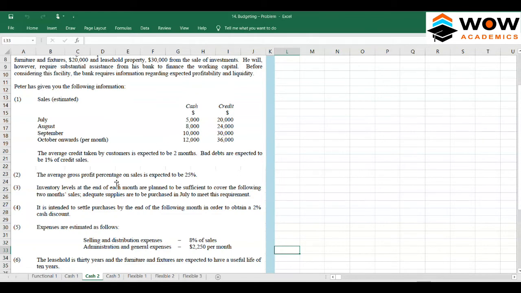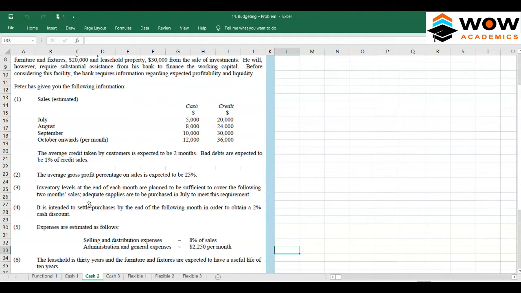the profitability percentage. Inventory levels at the end of each month are planned to be sufficient to cover the following 2 months sales. So the closing stock should be equal to the sales of the following two months, and that would be put on the first month.